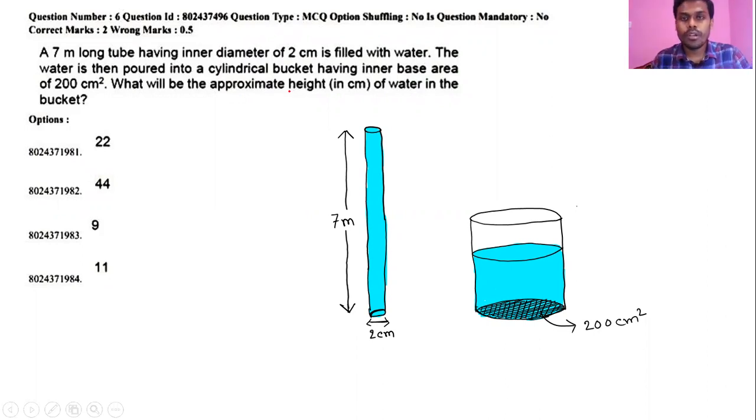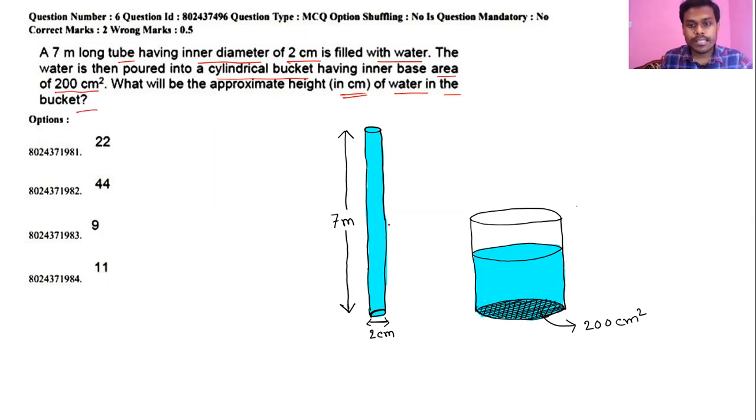It is a 2-mark problem, and the problem is: a 7-meter long tube having inner diameter of 2 centimeter is filled with water. The water is then poured into a cylindrical bucket having inner base area of 200 centimeter square. What will be the approximate height in centimeter of water in the bucket?